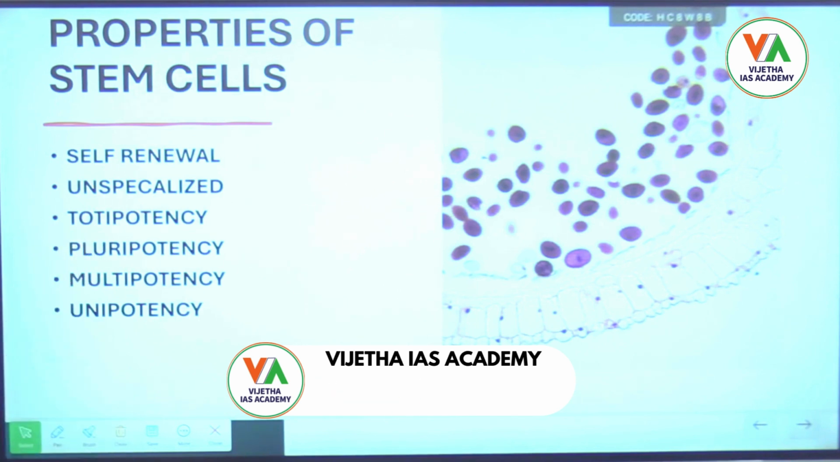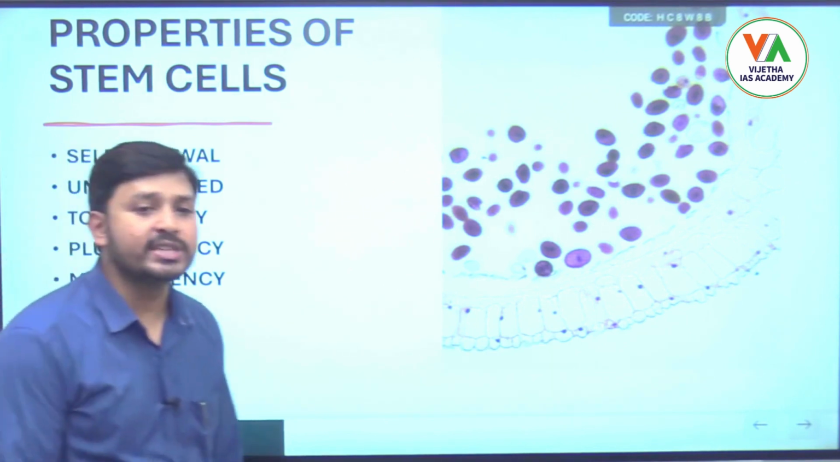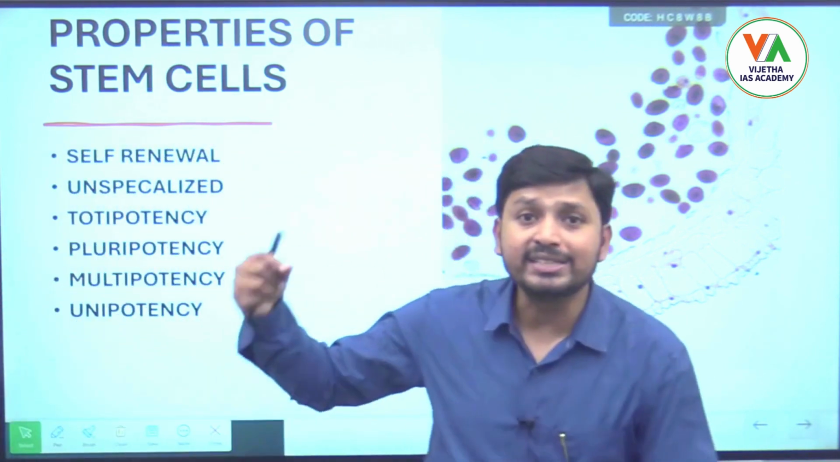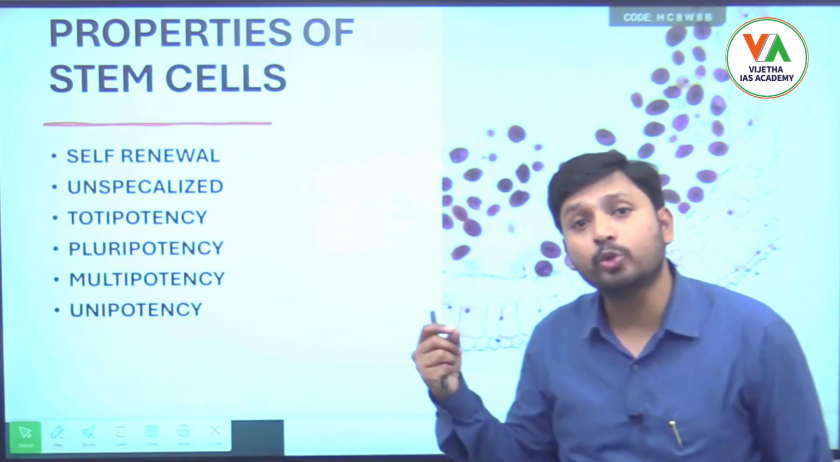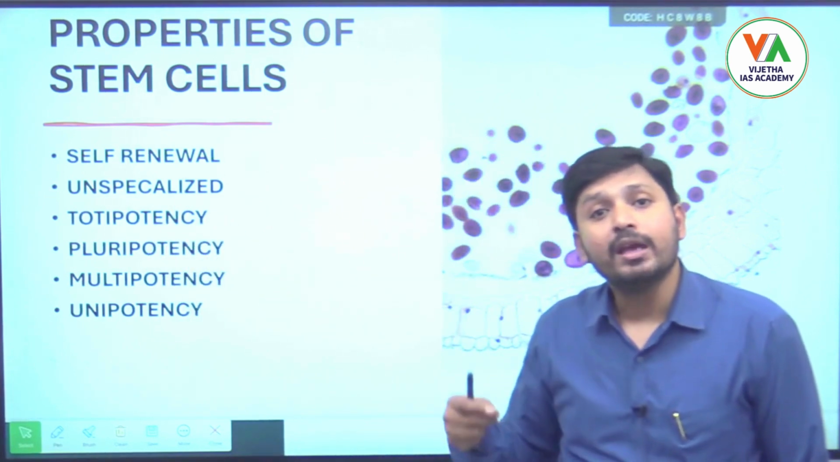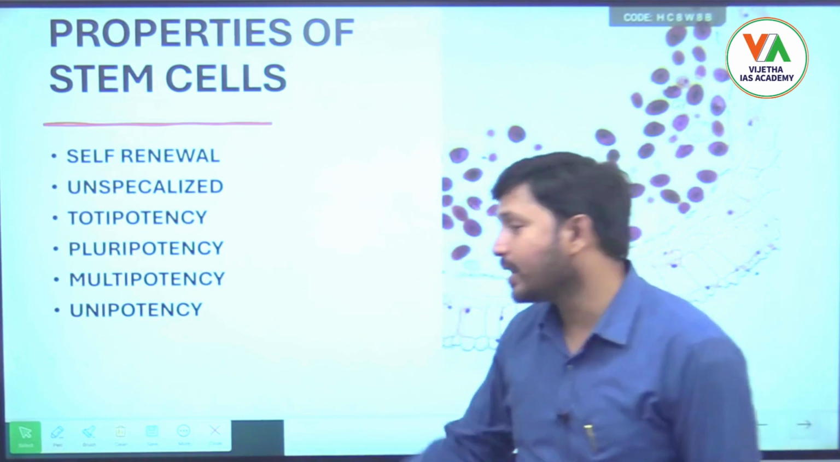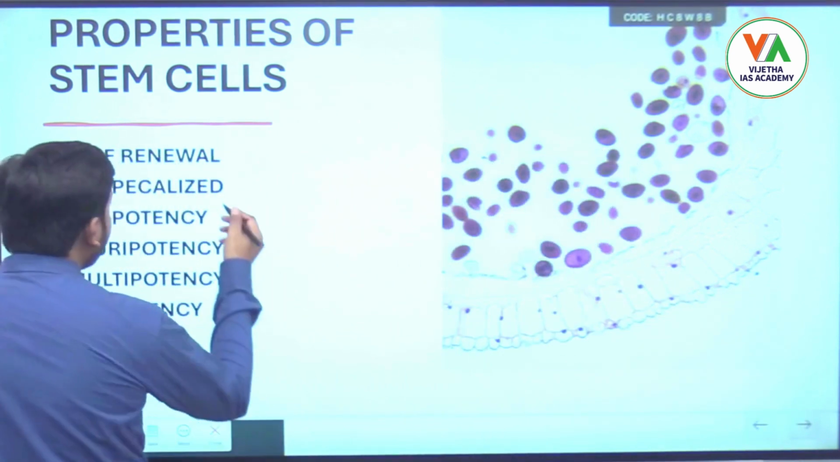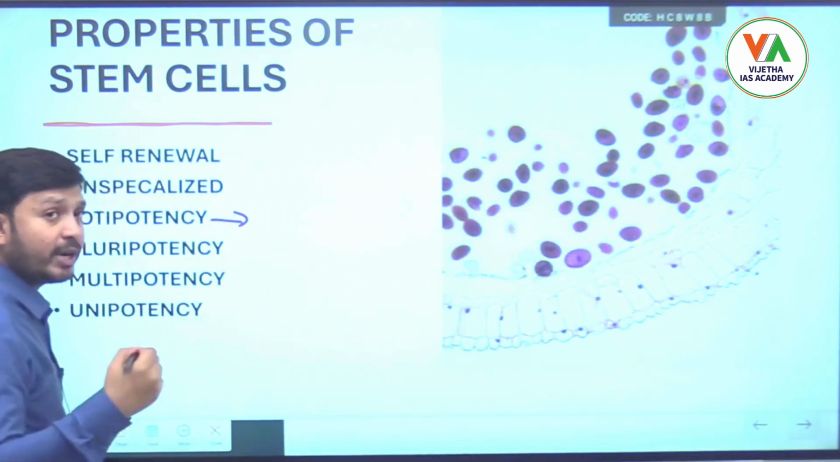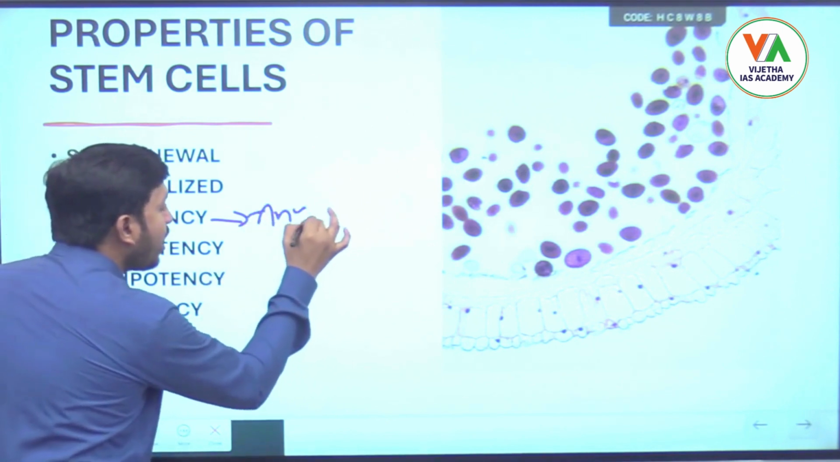Another property is totipotency. Totipotent stem cells are those stem cells which can be formed into any organ in the human body. Means if I use this totipotent stem cell, it can form into any organ.